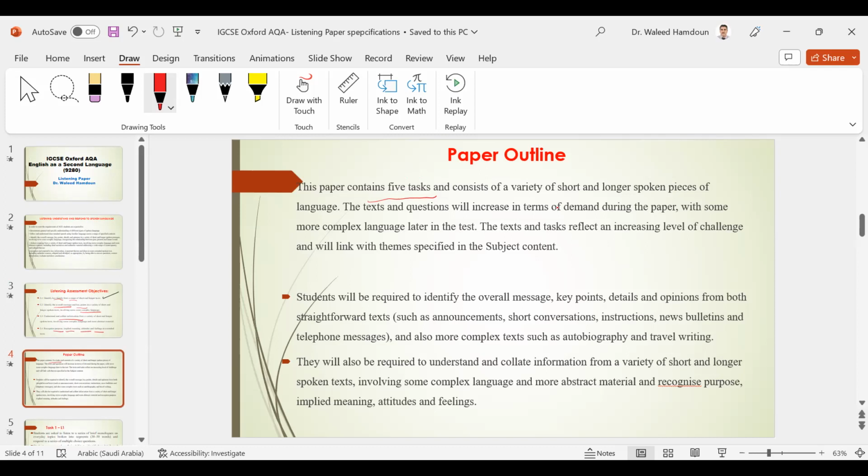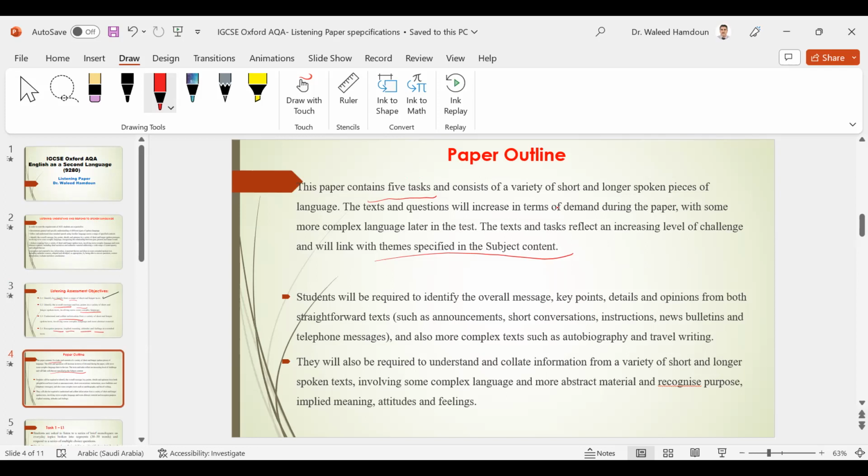Right? And the texts and the tasks reflect an increasing level of challenge and will link with themes specified in the subject content. Again, the content of the spoken texts is based on the themes of your book. As you know, you have 3 main themes. Now, the first theme, in Unit 1, covers identity and culture.